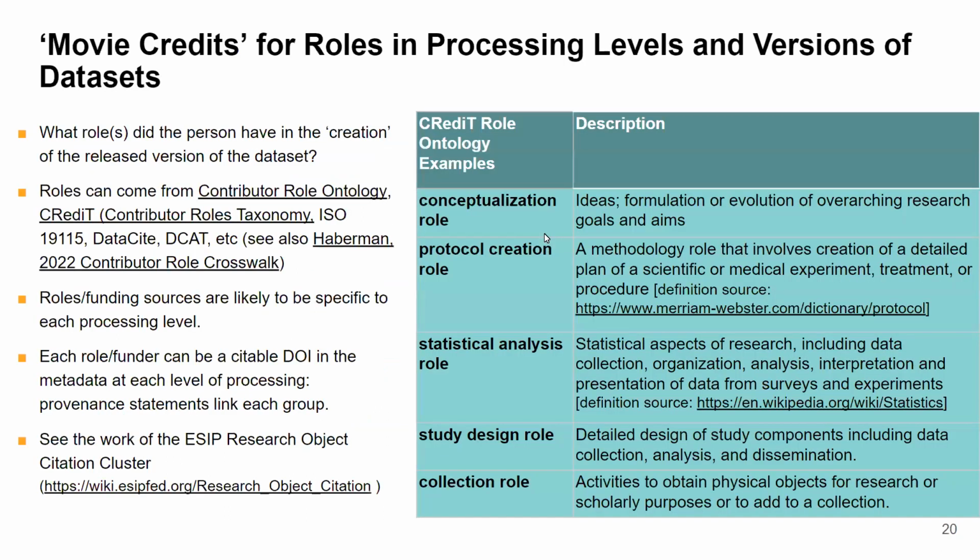Next slide, please. And so if we're going to get credit, we've also got to start to think more seriously about the roles that are associated with each level of processing. And you can see here there's some attempts at starting to become quite common with, say, credit. The ISO, DataCite, DCAT all have a thing in their metadata for roles. And there's an excellent publication by Ted Haberman there on Zenodo where he's done a contributor roles crosswalk. And if you think about it, each role funder can be a citable DOI in the metadata at each level of processing, and the provenance statements will link each level of processing. And as I said, I've got the ECIP citation cluster there. They've been working on this for some years. Next slide, please.